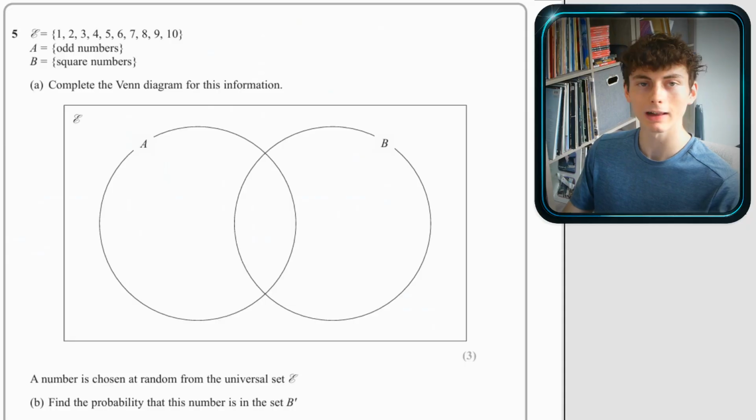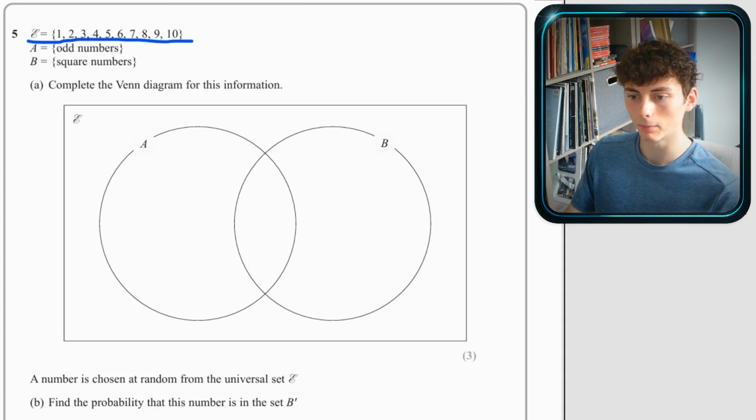Okay, question 5, classic Venn diagram. So this top row here tells us all the values that we have to deal with. So A is the odd numbers. All odd numbers will go inside this circle here, and all square numbers will go inside this circle here. However, any that overlap, so odd square numbers, would have to go in the centre.